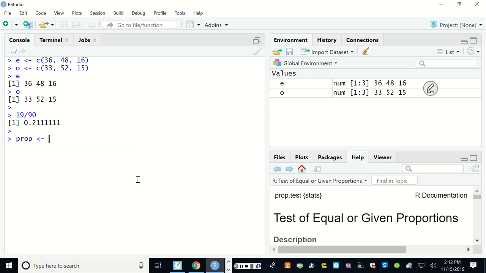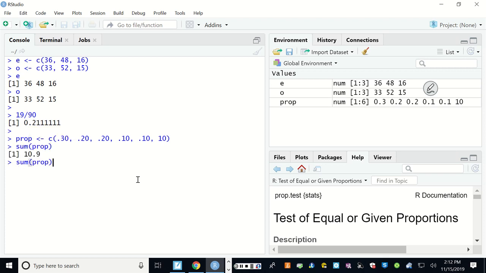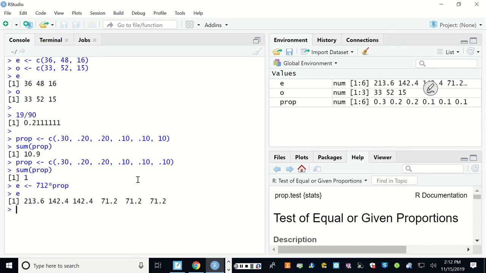So if the proportions are like the first, 0.30, then the yellow was 0.2, and the red was 0.2, and 0.1, 0.1, and 0.1 for those. I typed it wrong up there and found an error, that's 0.1. So the sum is 1, so that looks good. And so what we would expect is 712 times the proportions. So we'd expect that number if it were the 1977 factory.